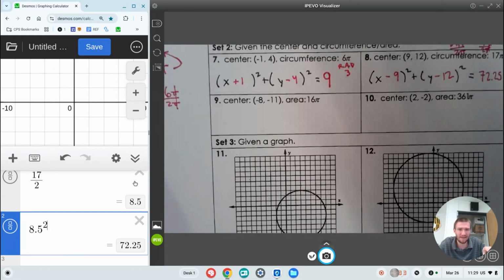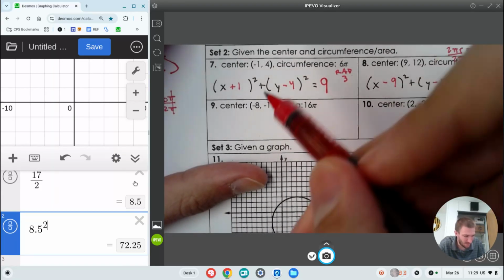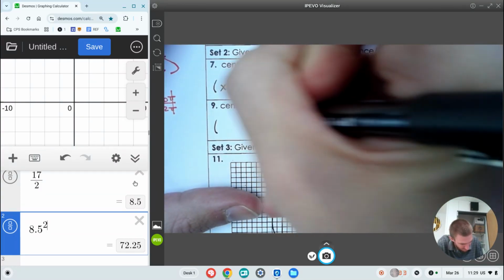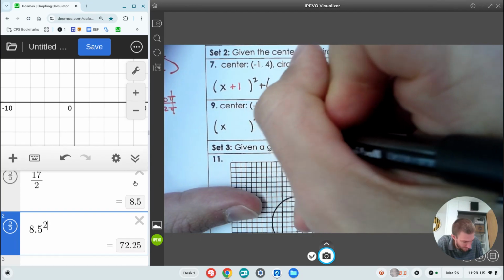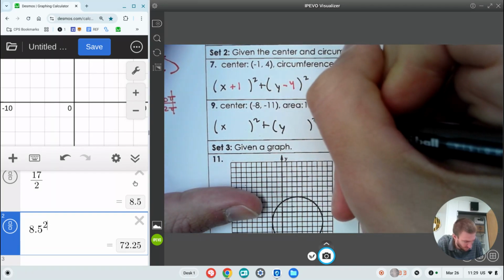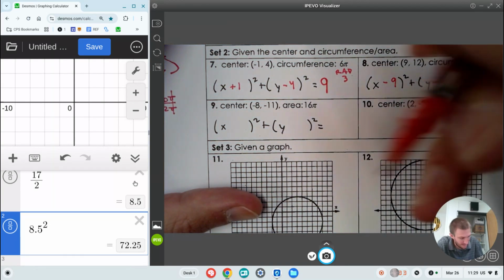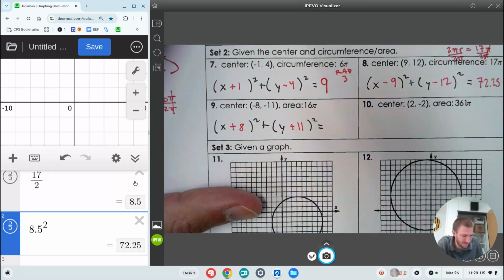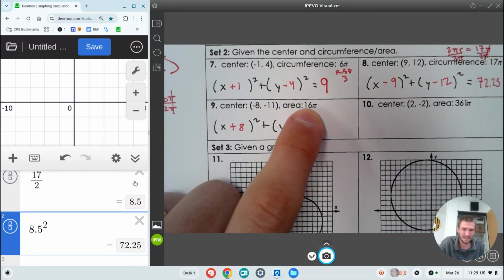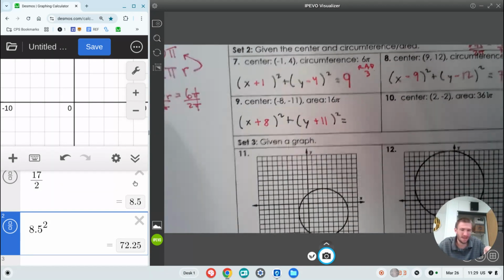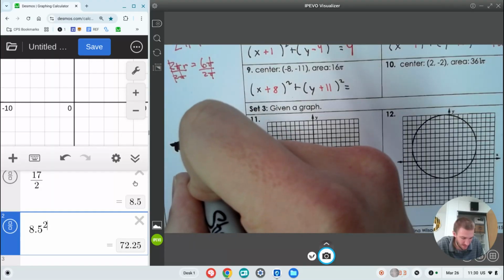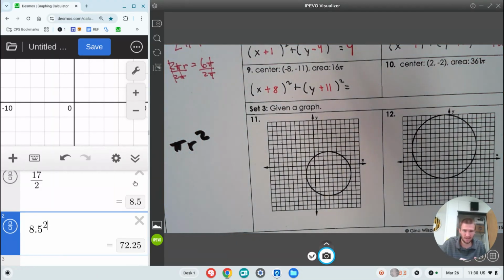And lastly, we have the area. For this area, hopefully we're very comfortable with the coordinates part, with the center of the circle part. -8 means +8, -11 means +11, and our area is 16 pi. We just talked about area. The area is pi r squared.